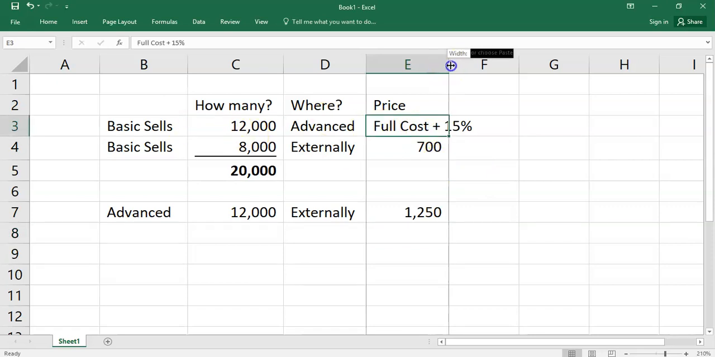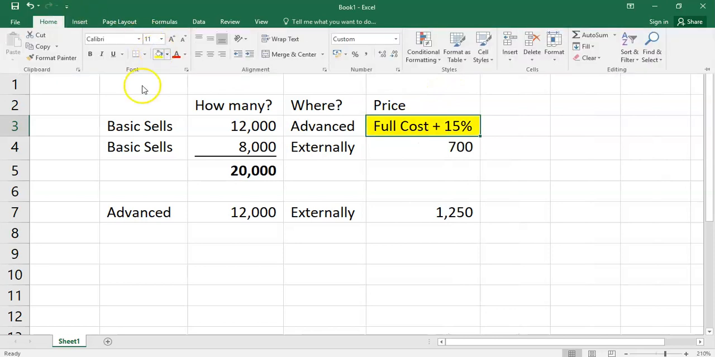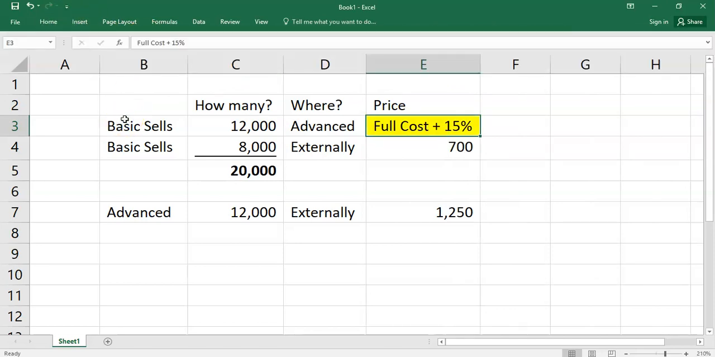This one in yellow here, full cost plus 15%, that's the transfer price. That is what Basic sells it at, so it's income to Basic, the seller, and that is what Advanced buys it at. So it's a cost to the buyer. And to calculate that, we get the full cost. Remember, we're only talking about Basic here now.